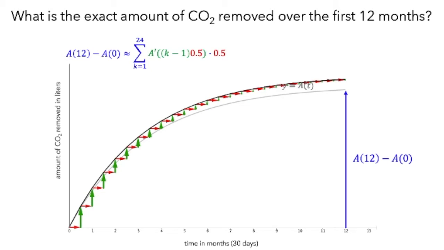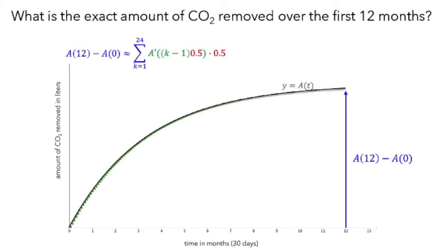Now, if we wanted our approximation to be as precise as possible, we would keep using smaller and smaller intervals and think about the limiting value of this process. When we do this, our intervals are essentially so small we cannot distinguish the approximation from the function anymore. And this limit of a Riemann sum can be expressed as a definite integral. In this case, the limiting value of the Riemann sum is the definite integral from 0 to 12 months of a prime of t dt. And it tells us the exact amount of CO2 that is removed.